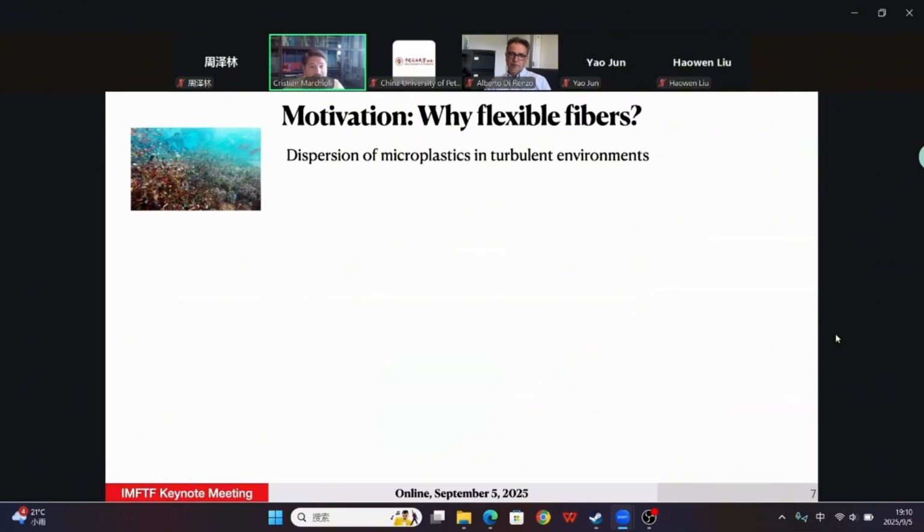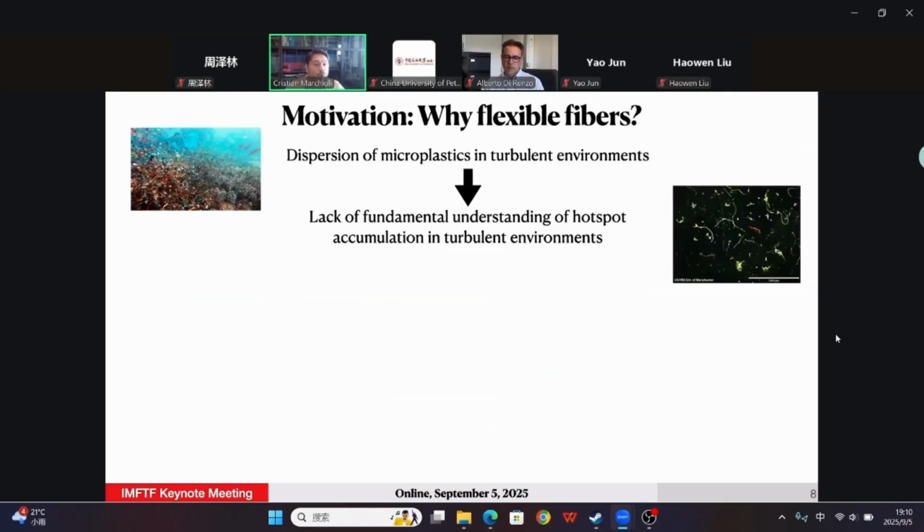So in general terms, what is really not very well known yet is the problem of microplastic dispersion in turbulent environments. What we need to understand much better is how these hotspot accumulations occur in turbulent environments. This is something that we have already heard a lot about, the fact that microplastics are accumulating in some regions of the flow.